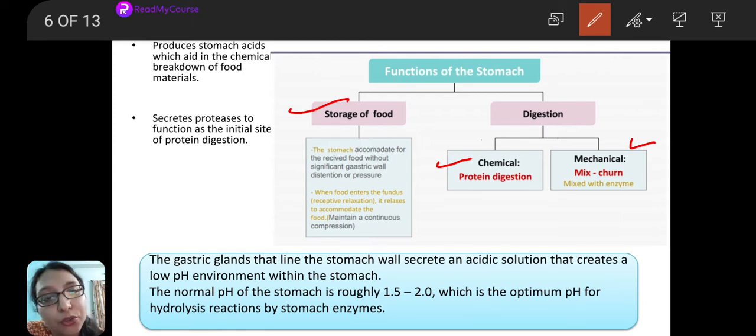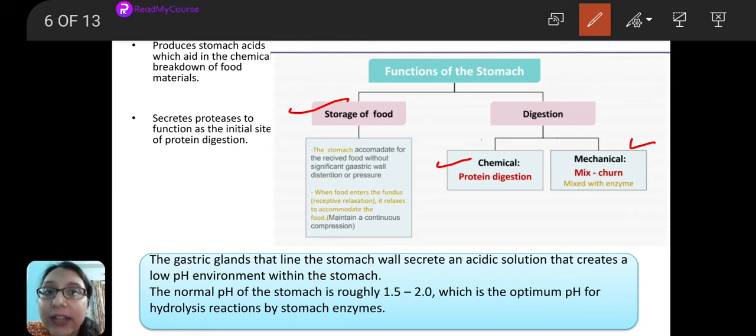Why it is important to lower the pH of the stomach is because we have to activate an enzyme which is produced by the stomach, that is pepsinogen. This pepsinogen is the inactive form of the enzyme which gets activated into pepsin. Until the environment inside the stomach is acidic, this pepsinogen will not get changed into pepsin, and it will not be able to act on the food molecules. So that is why it is important that the environment inside the stomach is acidic.